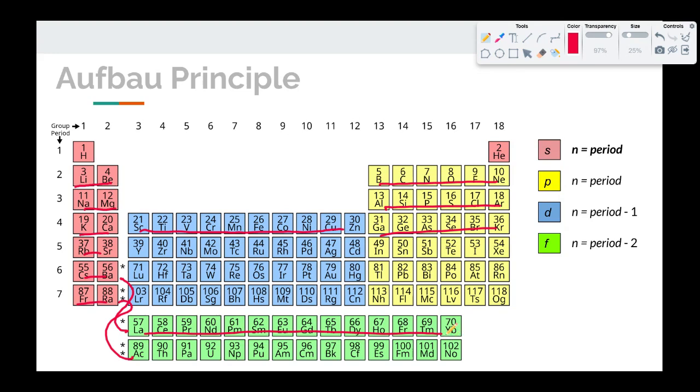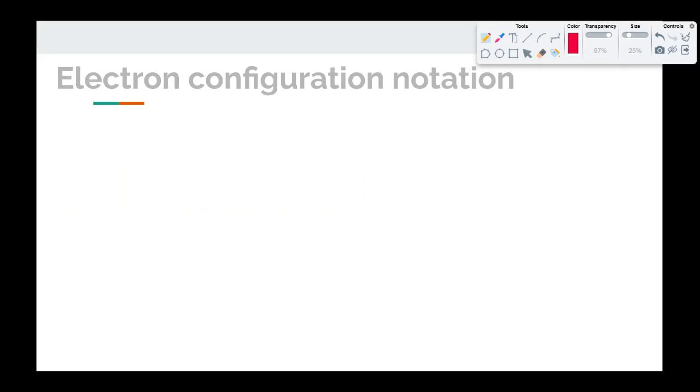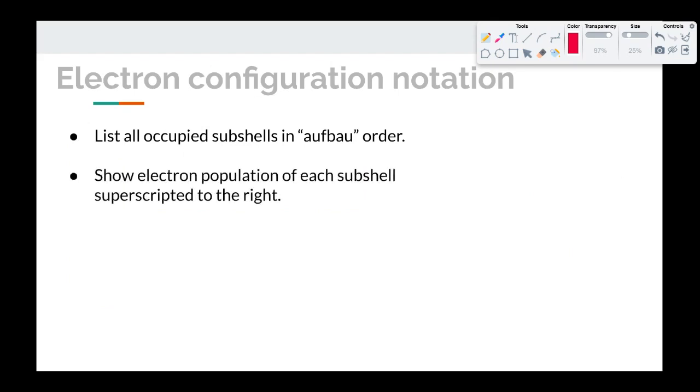Now the reason that these are placed down here is just because it fits on a rectangular piece of paper better. They really belong in between there and there, but that would just make this really wide and short. Okay, so let's do something practical with this. One of the ways to describe the electrons in atoms is with something called electron configuration notation. So in electron configuration notation, you list all the occupied subshells, any subshell that has an electron in it, in Aufbau order. In other words, from lowest energy to highest energy. You show the population of electrons in each subshell by superscripting that population up to the right.